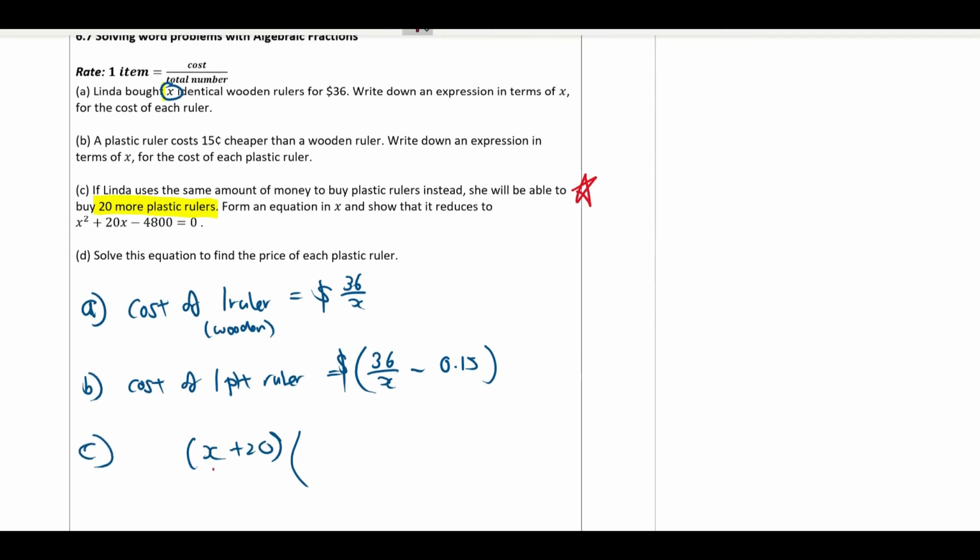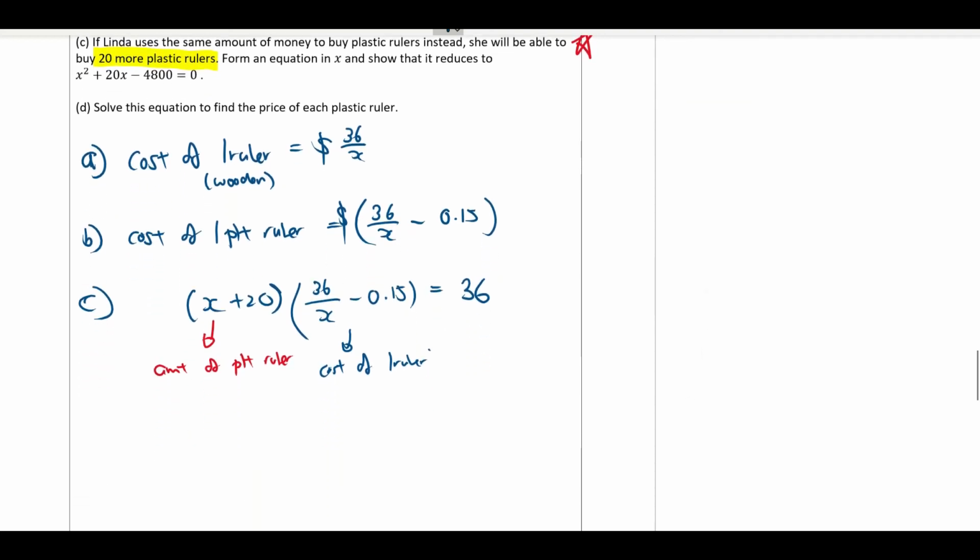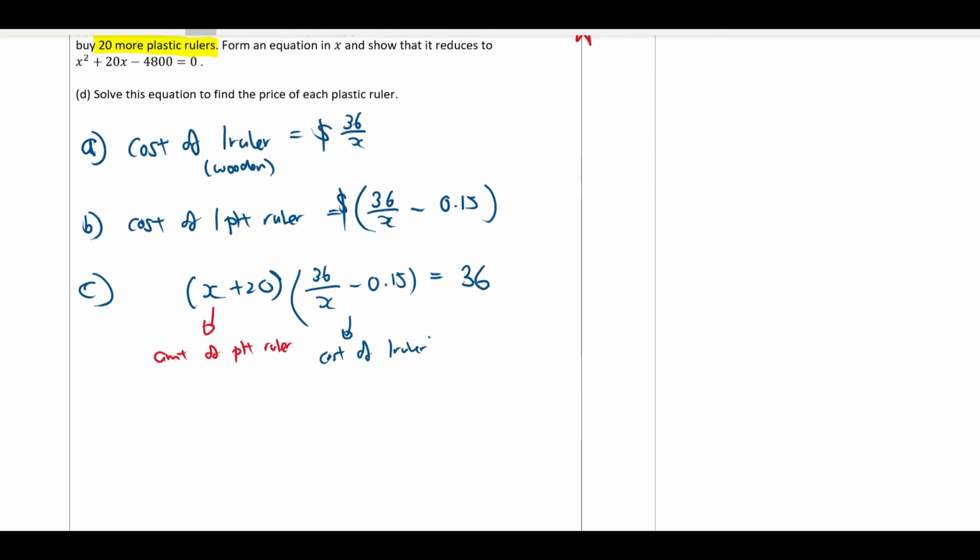Okay, so this is the amount of plastic rulers that she can buy. How much does each plastic ruler cost? 36 over x minus 0.15. Okay, so this is the cost of one ruler. And altogether she will spend how much? $36. And this is how we form the equation. The amount of rulers multiplied by the cost of one ruler is equal to the total amount spent.